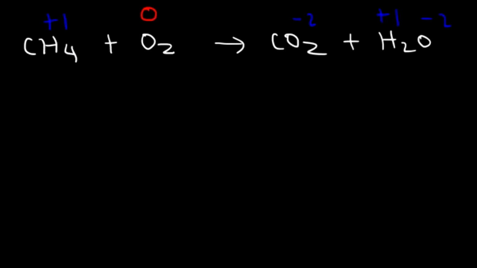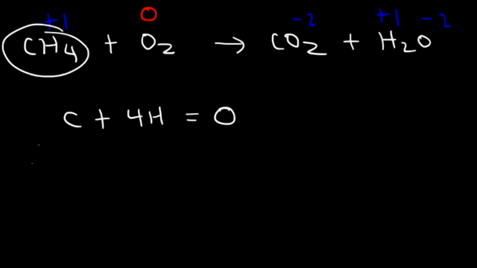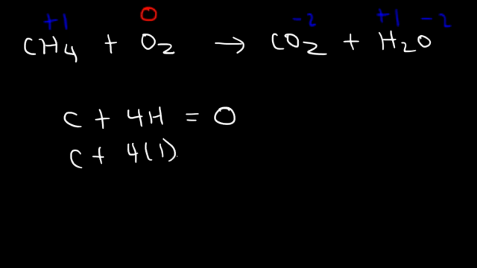Now we've got to find the oxidation state of carbon. So let's start with methane. We have 1 carbon atom and 4 hydrogen atoms, which has to add up to 0 because methane is neutral in charge. Now each hydrogen atom has an oxidation state of +1. So therefore C plus 4 must equal 0. Therefore carbon has to have an oxidation state of -4 in methane.